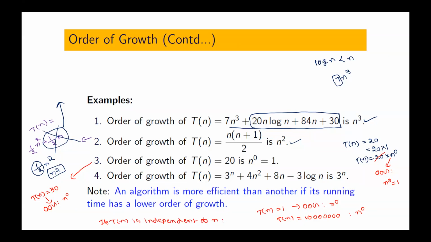T of n doesn't contain n at all. Nothing in terms of n. Then what is its order of growth? N, 1. 1 means it is n power 0. That's why it is 1. Is that okay? Yes, sir.